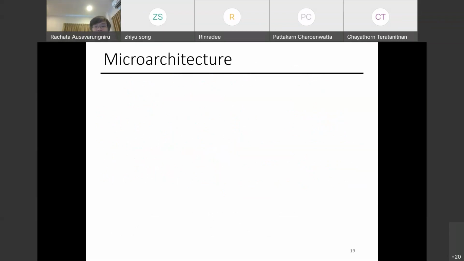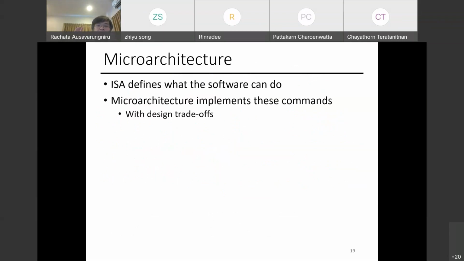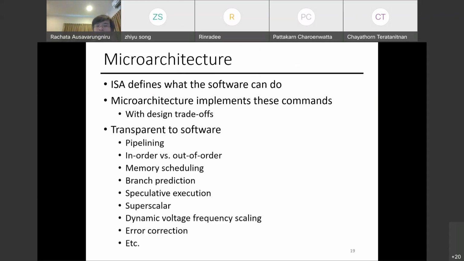Now, when you have the ISA, right, it basically, as I said, defines what the software can do. The microarchitecture would implement these commands with some design trade-off, right? And the key thing here is that it's totally transparent from the programmer's view. Programmer has no control over any of these things I listed here.